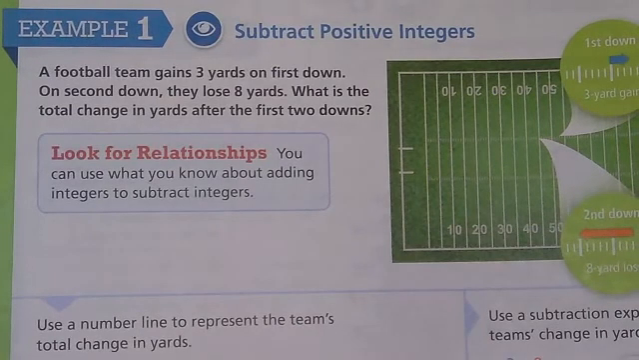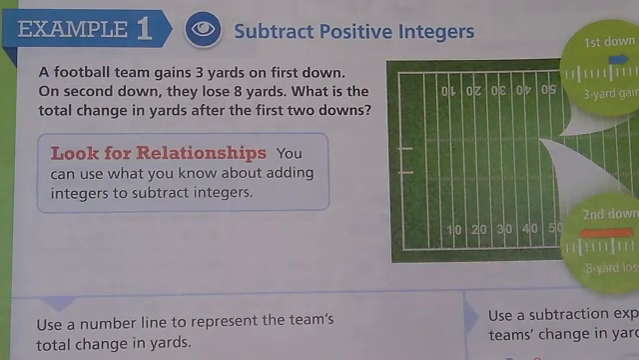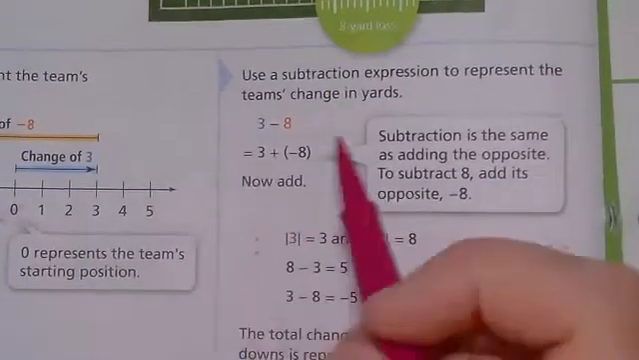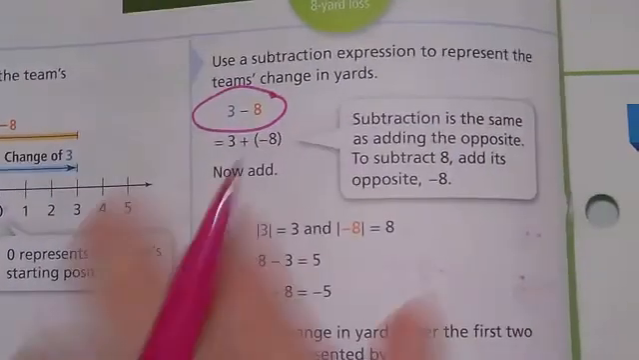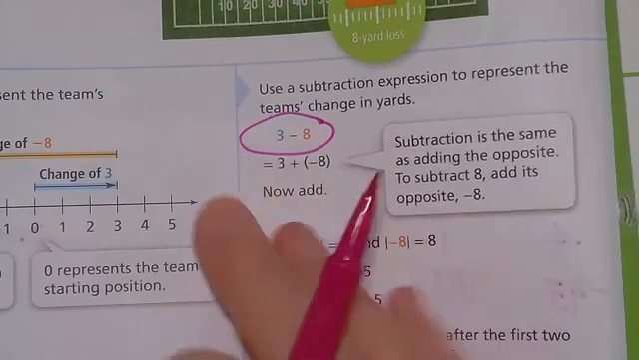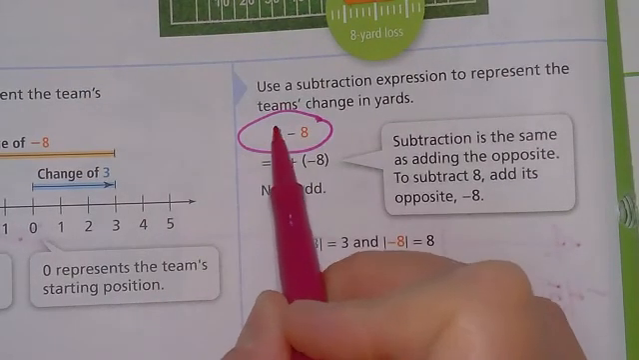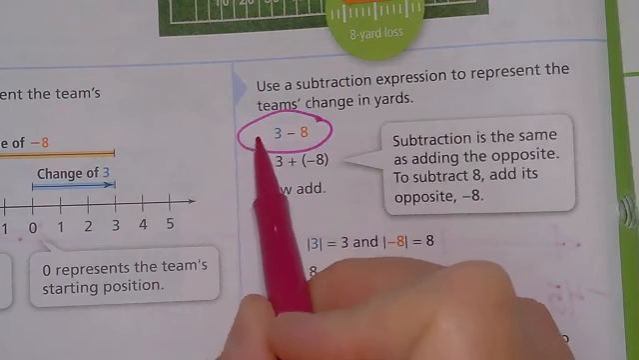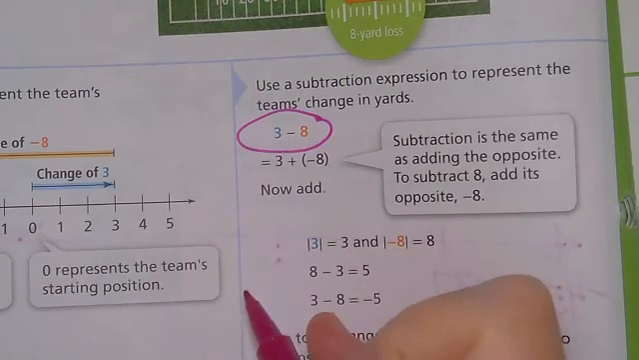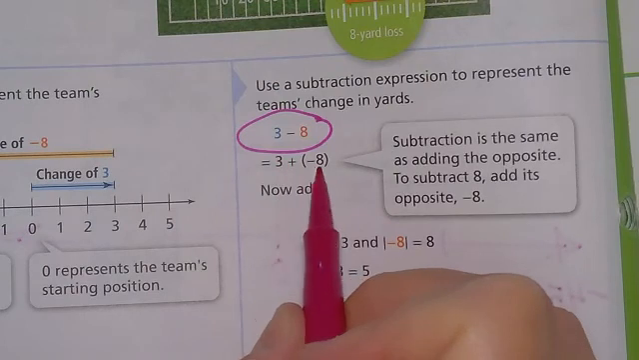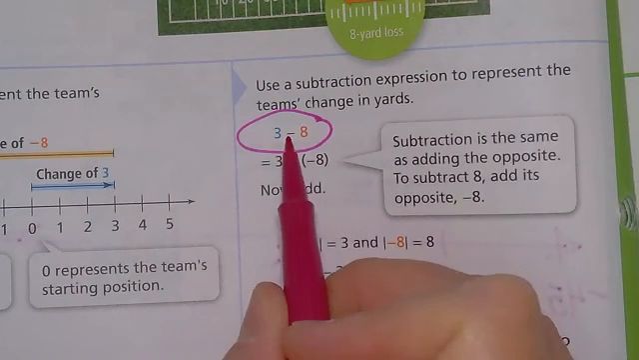A football team gains 3 yards on the first down, then they lose 8 yards on the second down, and then we have to look at their total change and see what happens. So we're going to look at this subtraction expression to represent this situation. They gained 3 yards, so that's a positive 3. We don't usually indicate a plus sign for a positive number, we just leave it alone. But then on the next play, they lost 8 yards, so we're going to indicate that by a negative 8.